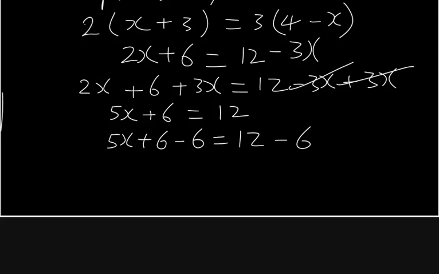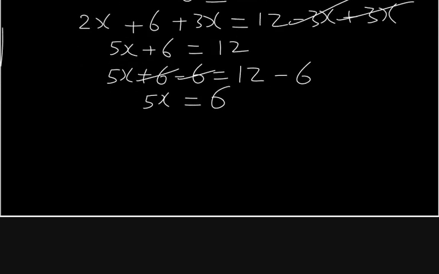So from here, plus 6 minus 6, we now have 5x is equal to 12 minus 6 plus 6. So what do we now do to find x? At this point, we divide both sides by the coefficient of x. What is the coefficient of x? The coefficient of x is 5. So we now divide by 5.